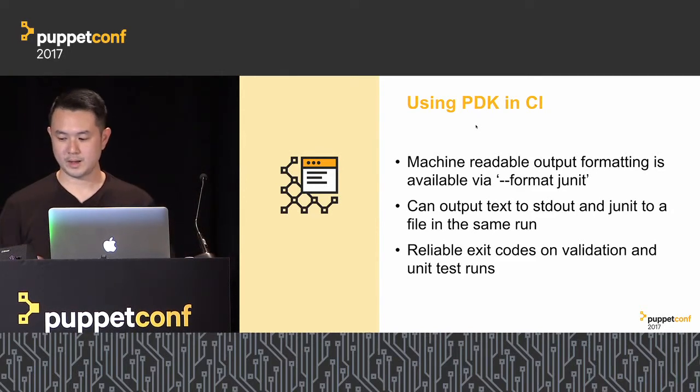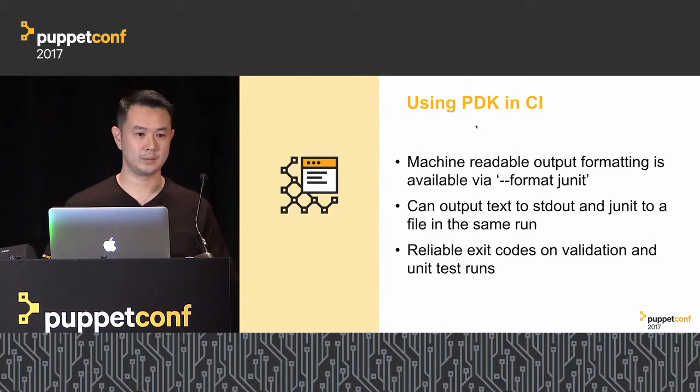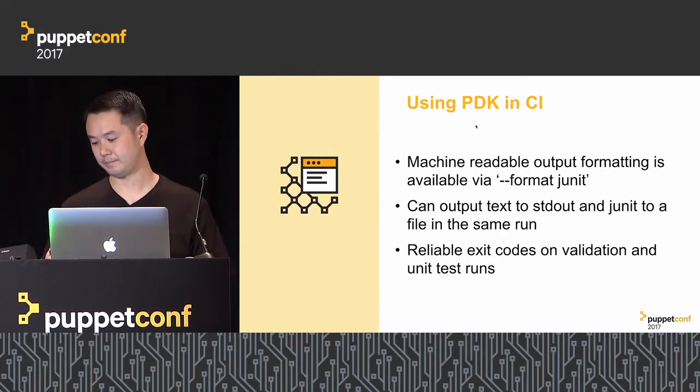PDK also has reliable exit codes. We exit 0 on success, 1 on failure. Nothing fancy to it. So when you fail, you know you failed. And when you've succeeded, you know you've succeeded.